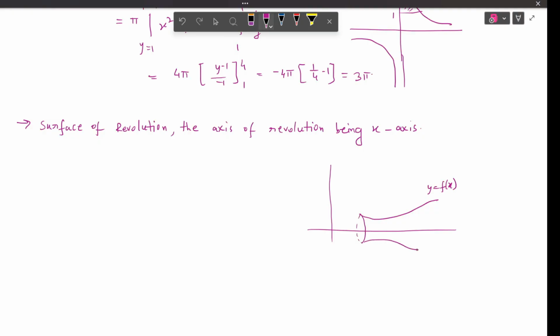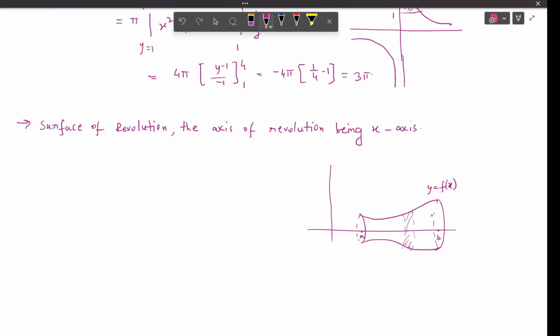So it will look something like this. And let us say we want to find the surface. We want to find the surface. So this is your A point, this is your B point.